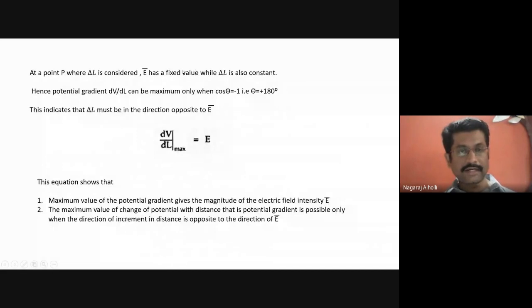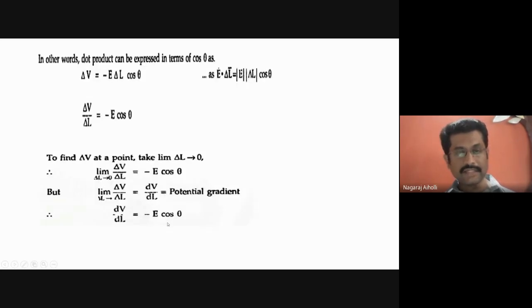That is, potential gradient dV by dl can be maximum when cos theta is -1. Look back at the equation: dV by dl is minus E cos theta. When will dV by dl be maximum? When cos theta is -1. When cos theta will be -1, for what angle?